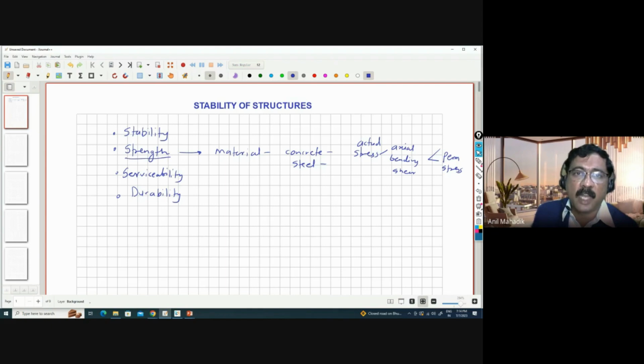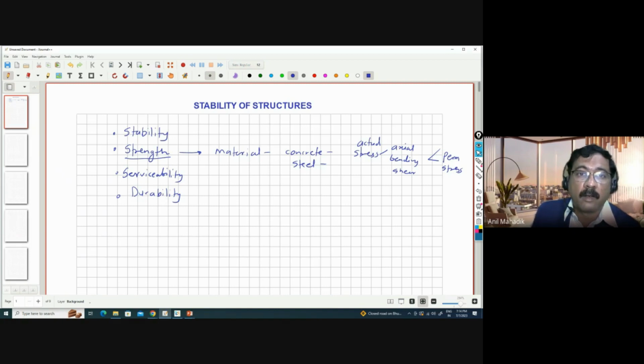So that is the strength criteria, and there are IS codes available which will give you the capacity of the concrete in axial tension, axial compression, bending tension, bending compression, shear stress, everything. Similarly, for steel structures like ISMB, channels, we have the actual stress and permissible stress, and there are different codes.